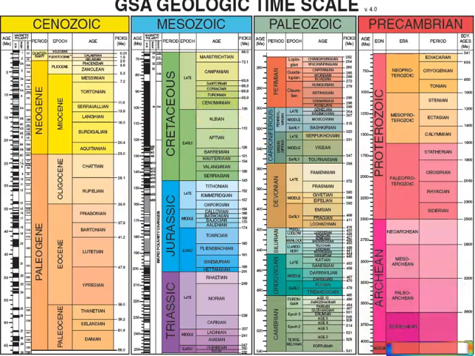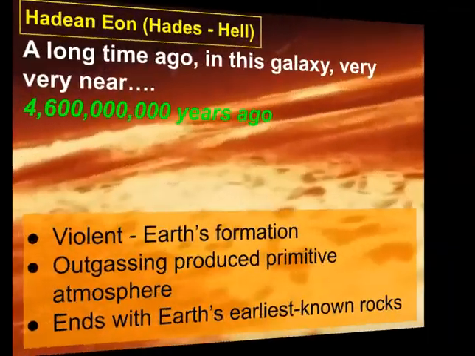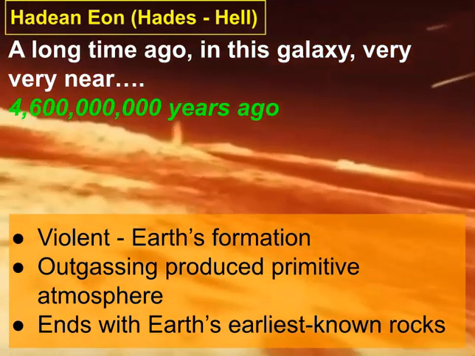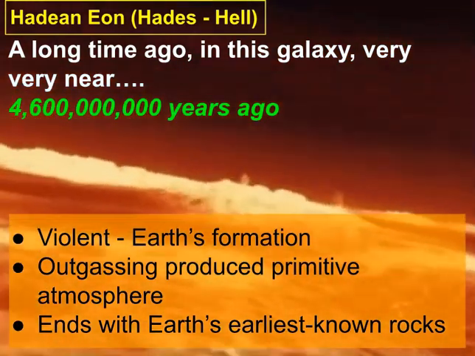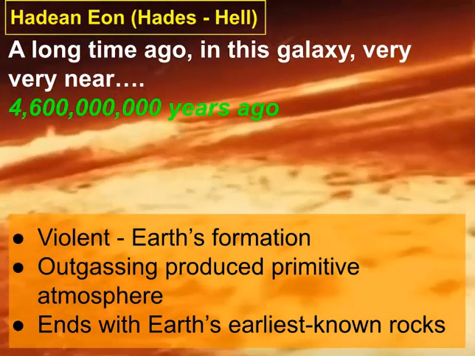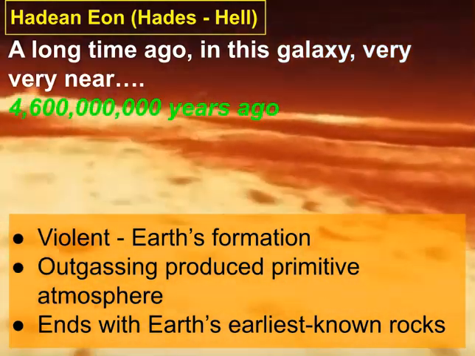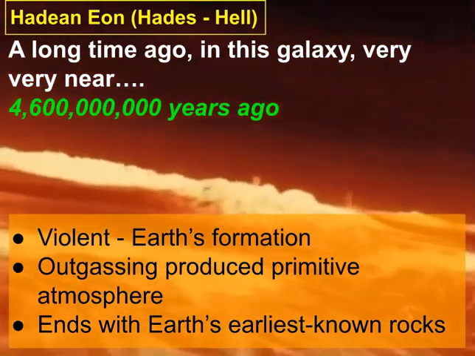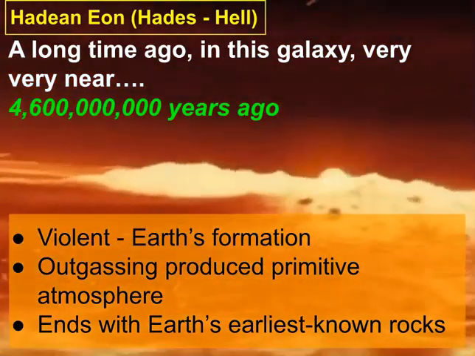So down here in the bottom right-hand corner, the Hadean, that is where we're going to start off with everything. And that is 4.6 billion years ago, okay? And that was Earth's formation, right? So you can think of Hadean as hell on Earth. We didn't have a solid surface really at this point. A lot of outgassing was occurring, so we were getting our primitive atmosphere.